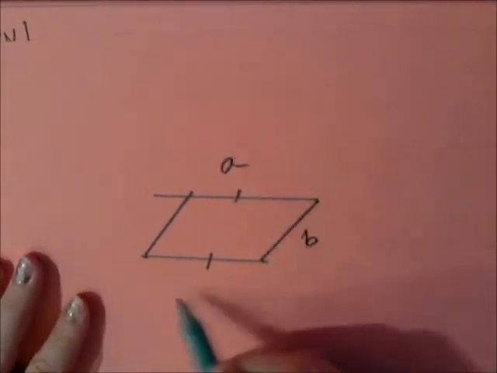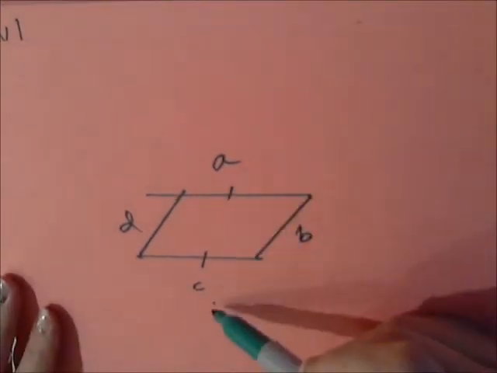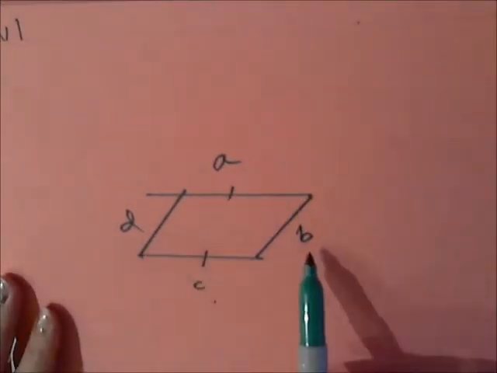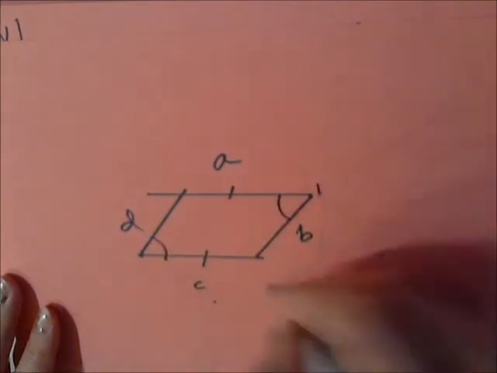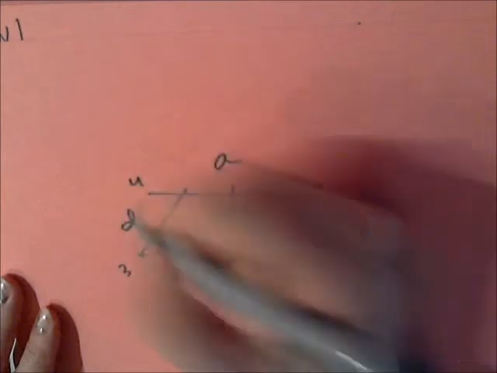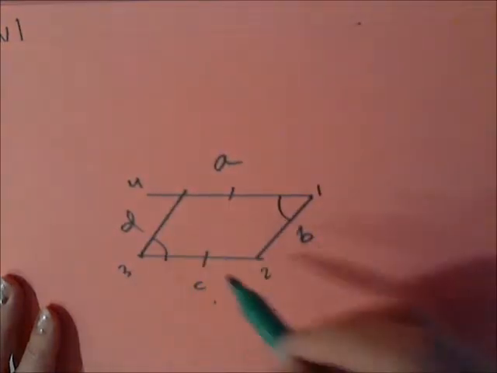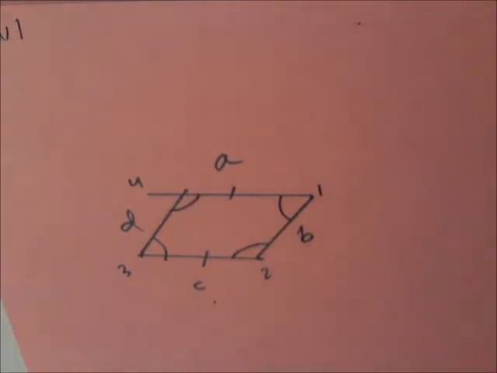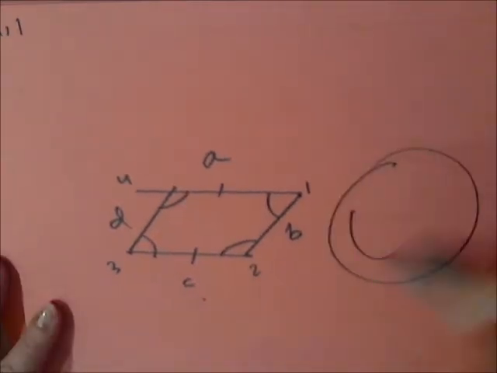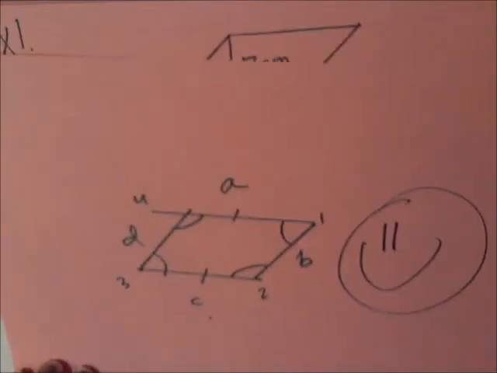Let's give these sides some names so we could talk about them properly. So side A and C are congruent, and D and B are congruent. Also congruent are these angles. So I'll call this angle 1, 2, 3, 4. Angle 1 and 3 will have the same measure, as will 2 and 4. Aren't those some cool facts? I think those are super cool facts, and I'm going to give myself a happy face for that parallelogram.